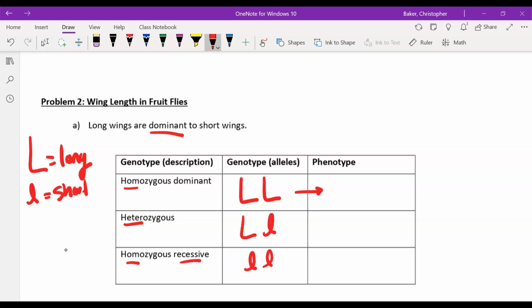All right. A big L, big L homozygous dominant fly will have long wings. A big L, little l heterozygous fly will also have long wings because of the loudmouth, capital L. And the little l, little l fly will have short wings because there's no loudmouth.